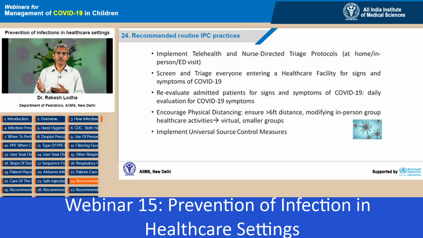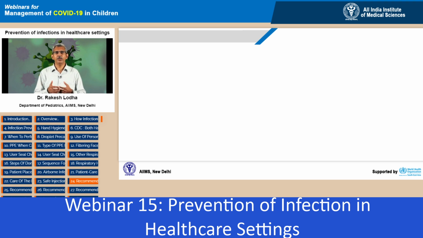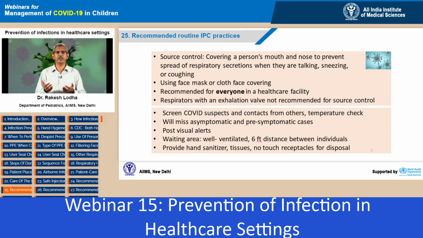We need to implement universal source control measures, and this means covering the patient's mouth and nose to prevent spread of respiratory secretions when they are talking, sneezing or coughing, using a face mask or a cloth face covering to prevent the spread of infection. Universal means that it is recommended for everyone in a healthcare facility irrespective of symptoms, due to the presence of pre-symptomatic and asymptomatic individuals who could still spread the infection. Now, respirators with exhalation valves are not recommended for source control as the expired air is not filtered, and this could possibly spread the infection.